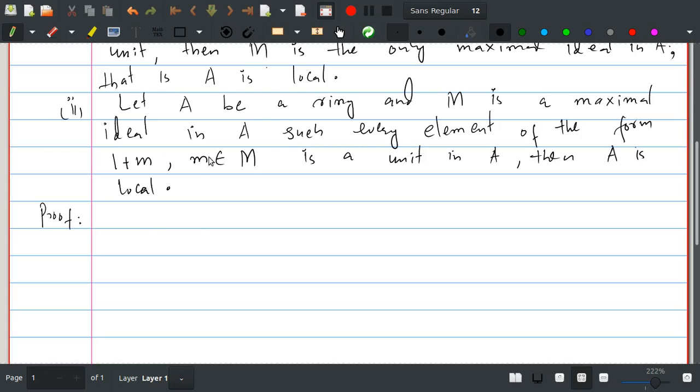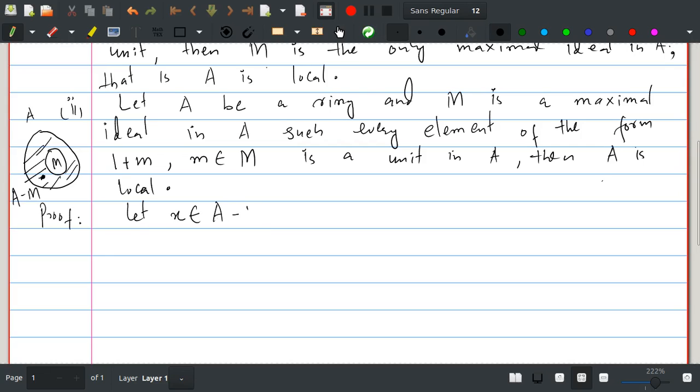Now let us pick any element. This set A minus M is like this: this is the set A here, and this is the ideal M. Since M is non-unital, it cannot be the whole of A, and this is the set A minus M. Any element in A but not in M is given to be a unit. That means all non-units in A are inside M, i.e. M contains all non-units in A. So let x be an element of the set A minus M.